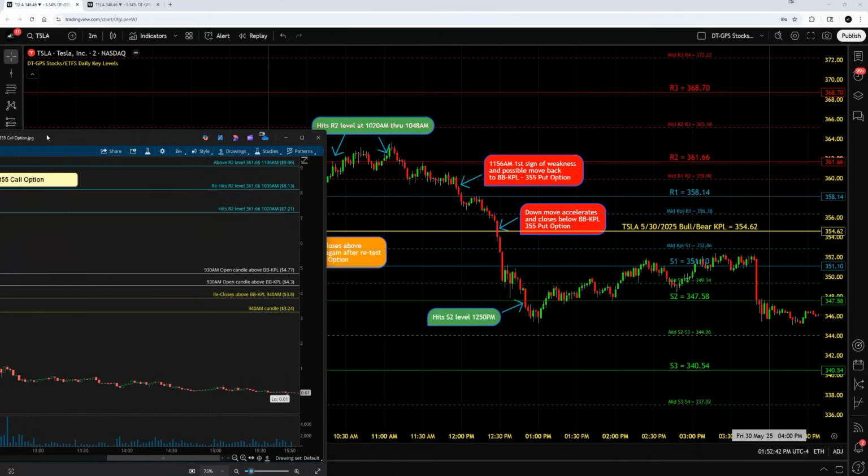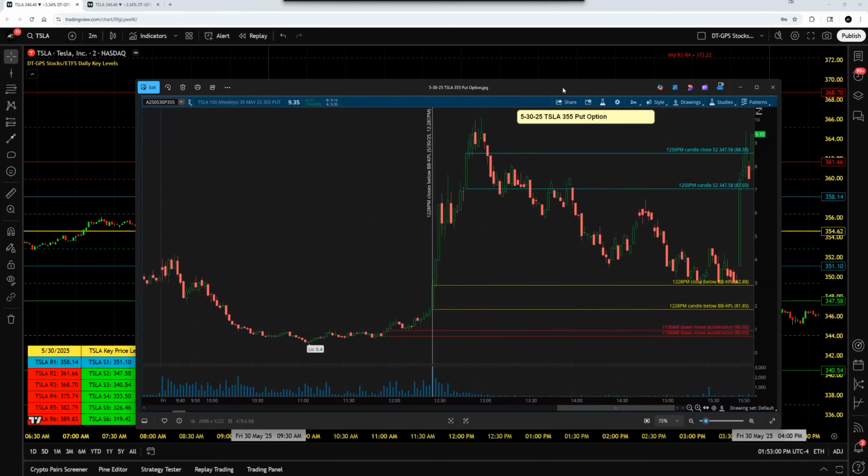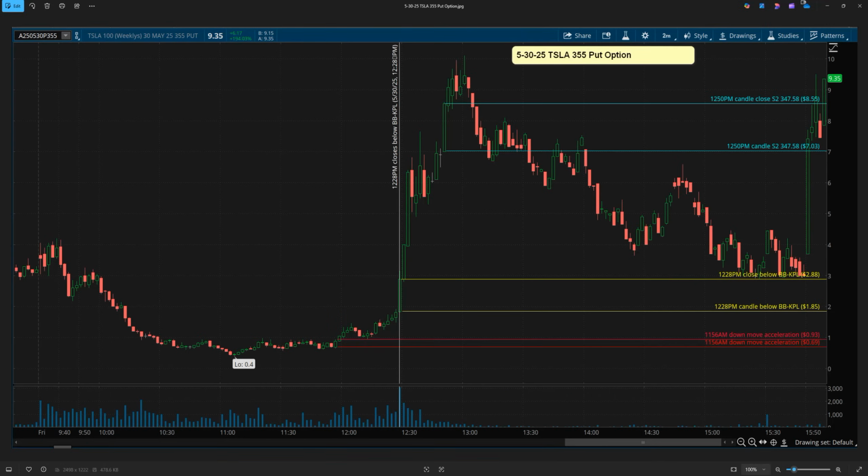Now let's look at the put option. Again, the first sign of weakness, 11:58. The more conservative play after it closes, accelerates below the bull bear key price level, 12:28. So 11:56 and 12:28. Here's the 11:56, the early warning sign.